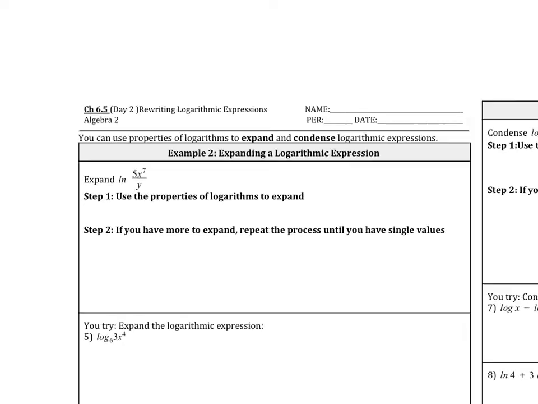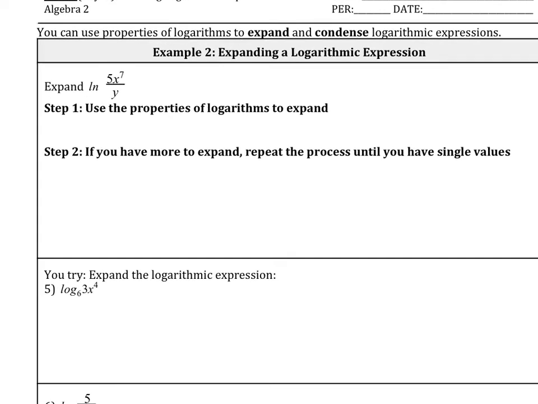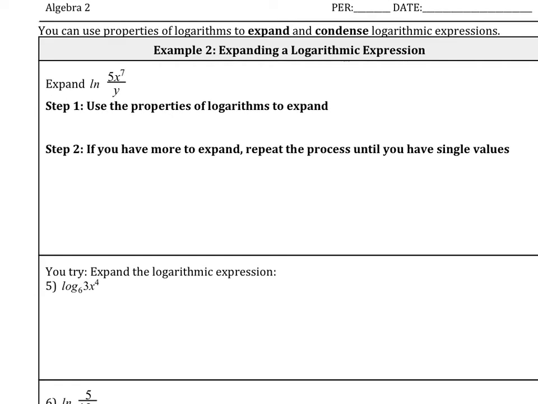So let's use that for these examples. Use the properties of logs to expand. First of all, we have natural log of 5x to the 7 over y. The first thing I notice is that number 1 is a division, so let's start with that. When we're dividing, we're going to subtract these natural logs. So it's natural log of 5x to the 7 minus natural log of y. And so the natural log of y is done. There's no more work that we need to do there.